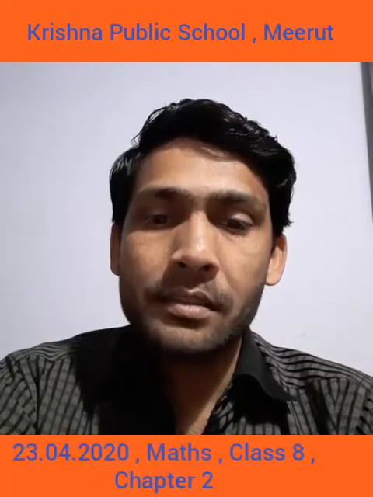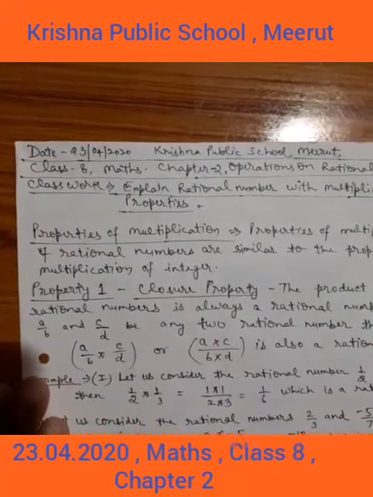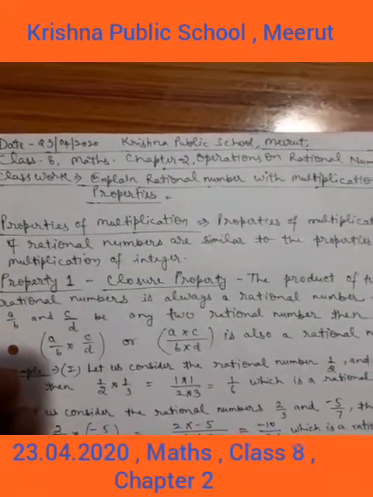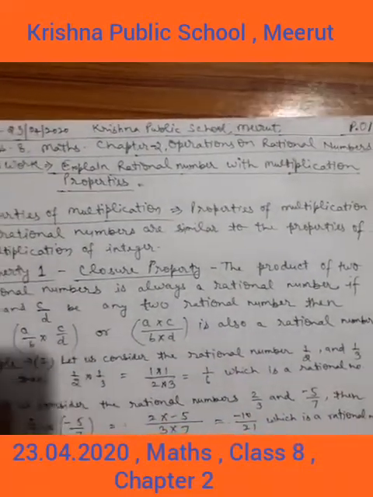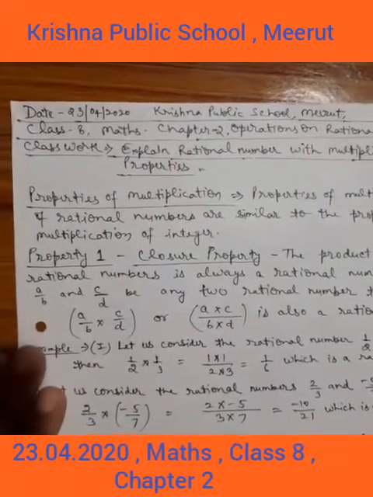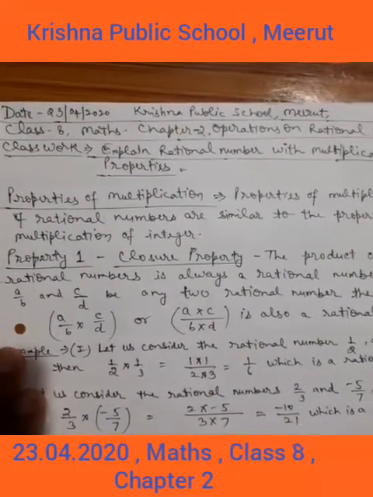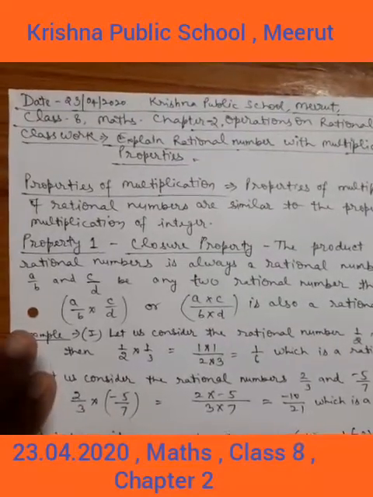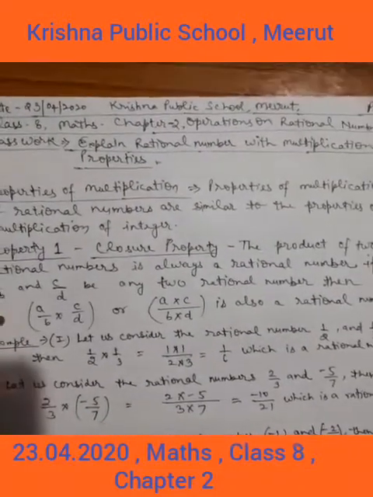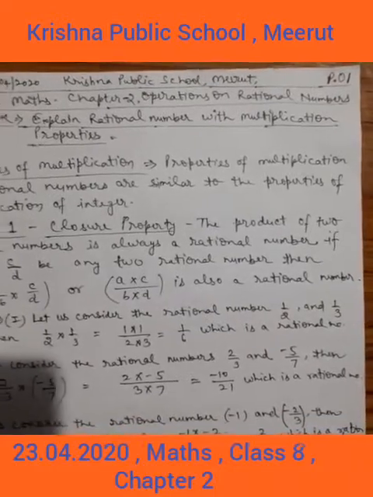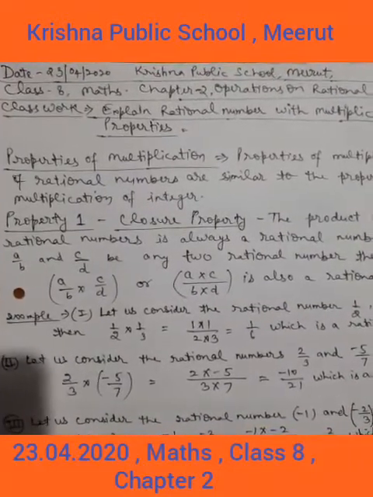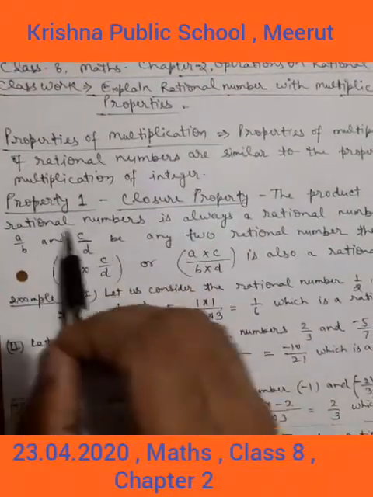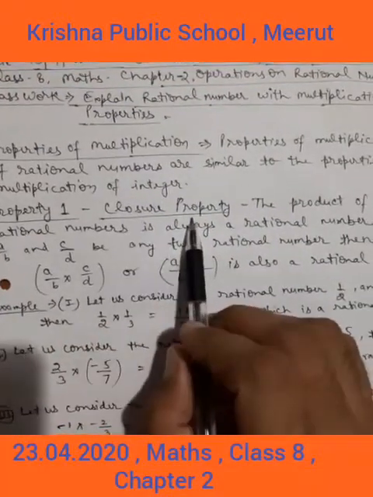Good morning, class. Today we will discuss rational numbers with multiplication properties. So the heading is the properties of multiplication. Properties of multiplication of rational numbers are similar to the properties of multiplication of integers. Now come to property 1, that is closure property.